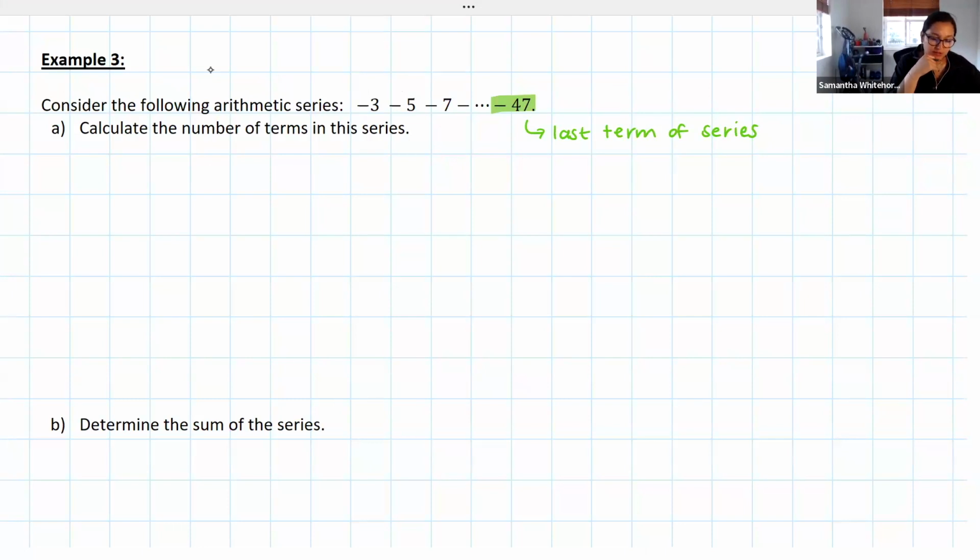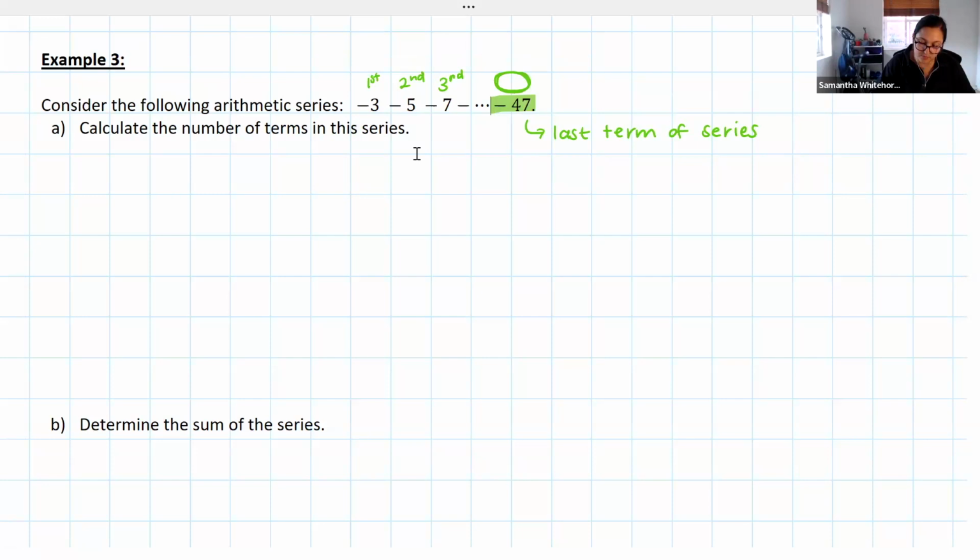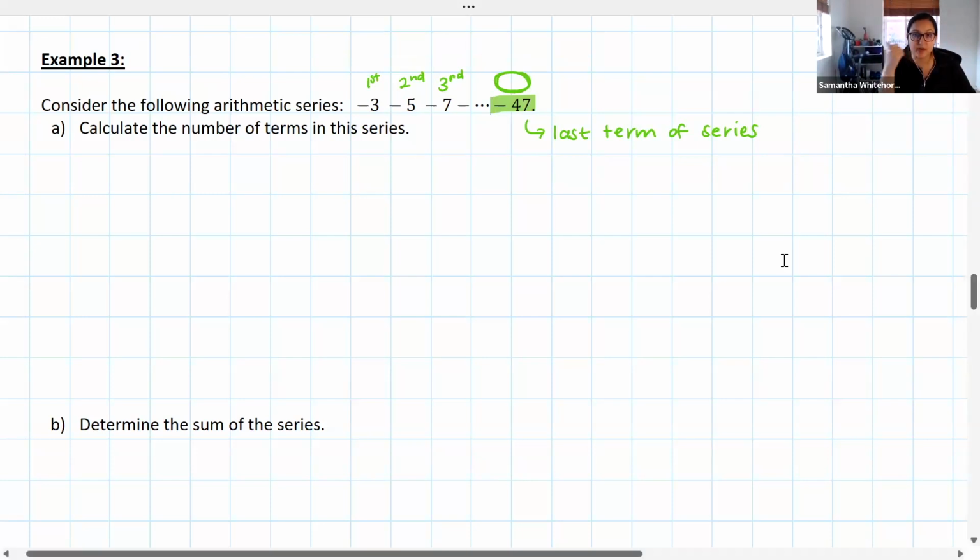So the first question says, calculate the number of terms in this series. So I essentially want to know if this is the first term, if this is the second, third, etc., what position is this last term? Essentially, how many terms do I have? So now we need to think about this because remember there's two arithmetic formulas. We have T of n as well as S of n.